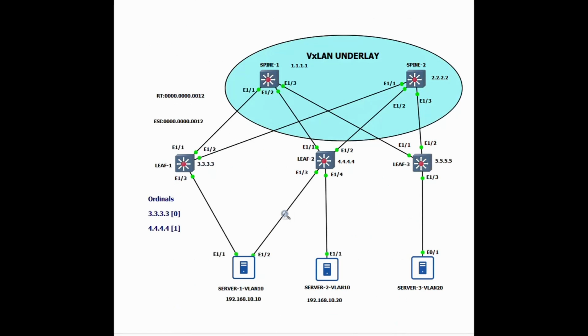So let's assume that behind leaf 3 we have another host in VLAN 10 that wants to send some traffic towards server 1 VLAN 10, and as it's the first time it's trying to send some traffic towards the server 1, it won't have the IP to MAC mapping for that server.